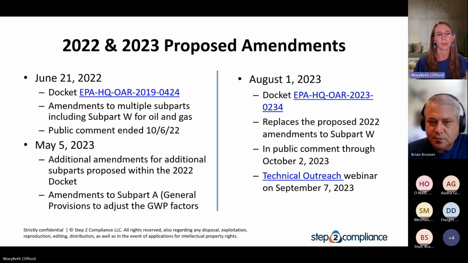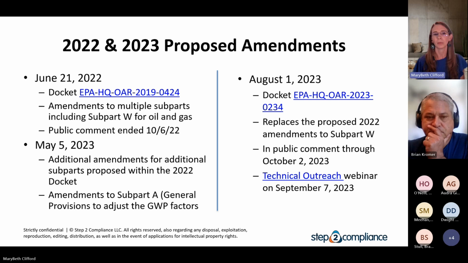As far as the proposed amendments, it all kicked off a year ago, June 21st, 2022, with an initial round of proposed amendments to the mandatory reporting rule. This was not just for Subpart W, it was for multiple subparts within the overall reporting rule. But Subpart W was one of the main ones that was targeted. It actually saw the most number of changes and increases to factors and things like that. It had a public comment period that ended in October of last year.